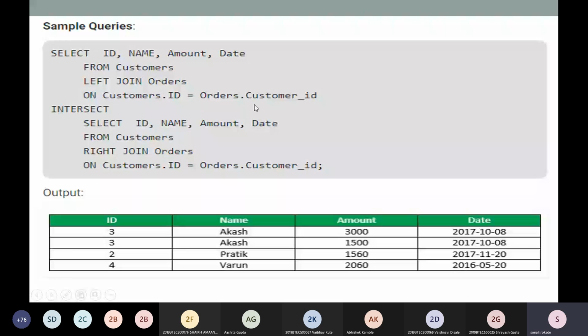The ID attribute in the customer table exactly matches the customer ID in the orders table. So from that we will perform a left outer join and first retrieve the values from this ID. Okay, then next we have to apply intersect. Again we will apply select ID, name, amount, date from customers, and we will apply a right outer join with the orders table, using the condition customers.id is equal to orders.customer_id.